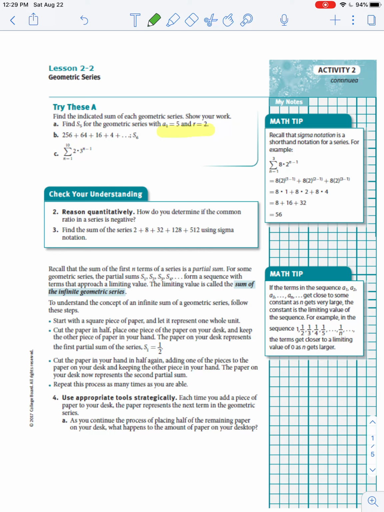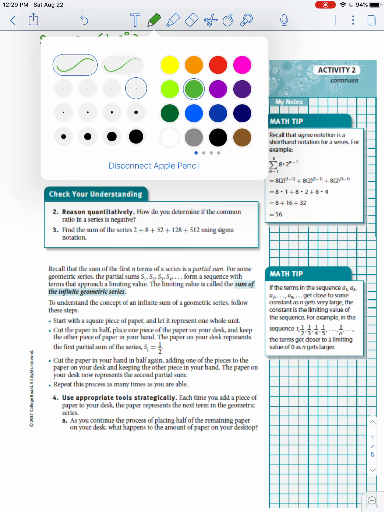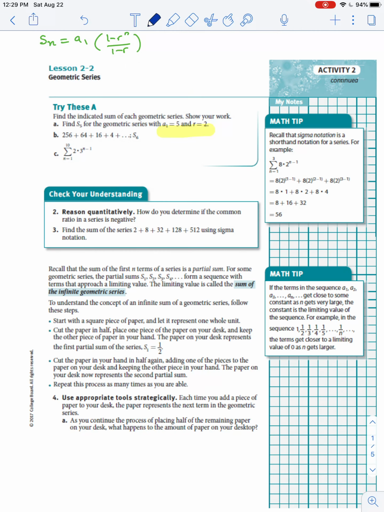So if I write my formula down, I'm going to put that up here just so I can keep track of it. So remember, S sub n is equal to A sub 1 times quantity 1 minus r to the n over 1 minus r. So for part A, I want S sub 5. Let's change colors so we keep track of what we're doing. We'll go to blue. So S sub n, I want S sub 5.